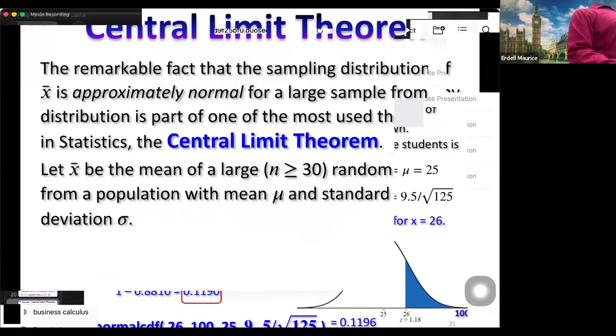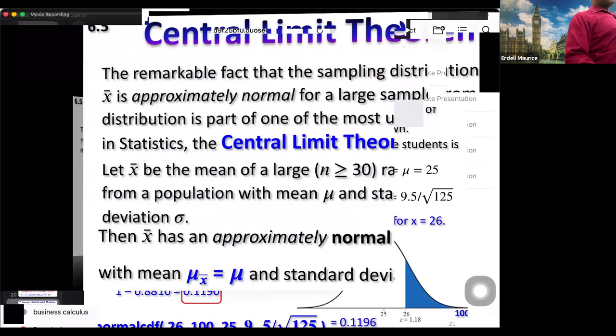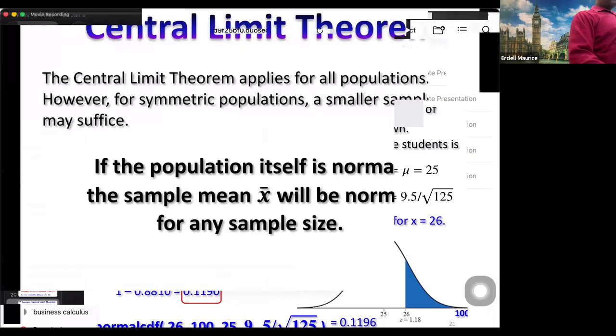There's one time when that's not the case. If the underlying distribution is already normal, then this 30 becomes 1. A sample size of 1 or larger will work. And so that's what they have here. If the population itself is normal, then the sample mean X bar will already be normally distributed. The sample size can be any amount, 1 or larger. It does not matter. The central limit theorem will automatically hold. Questions there?